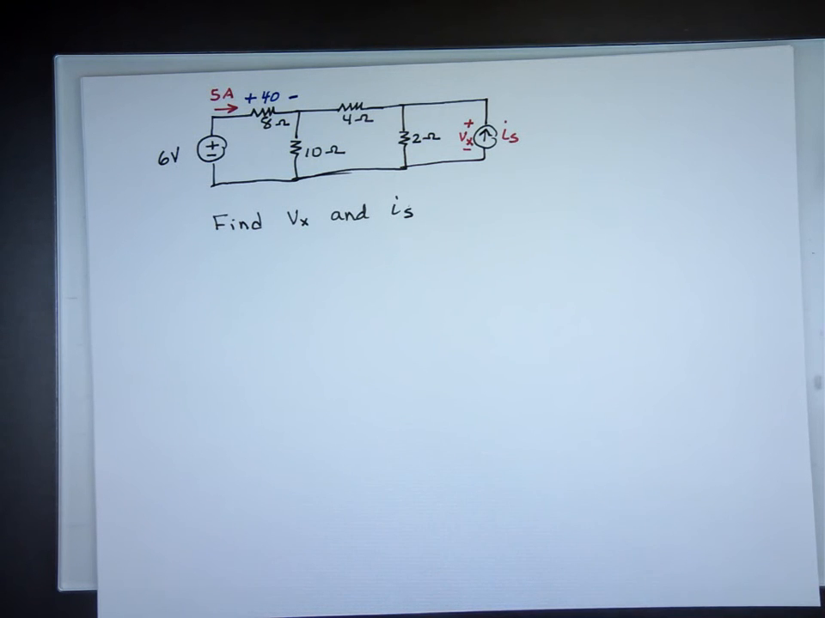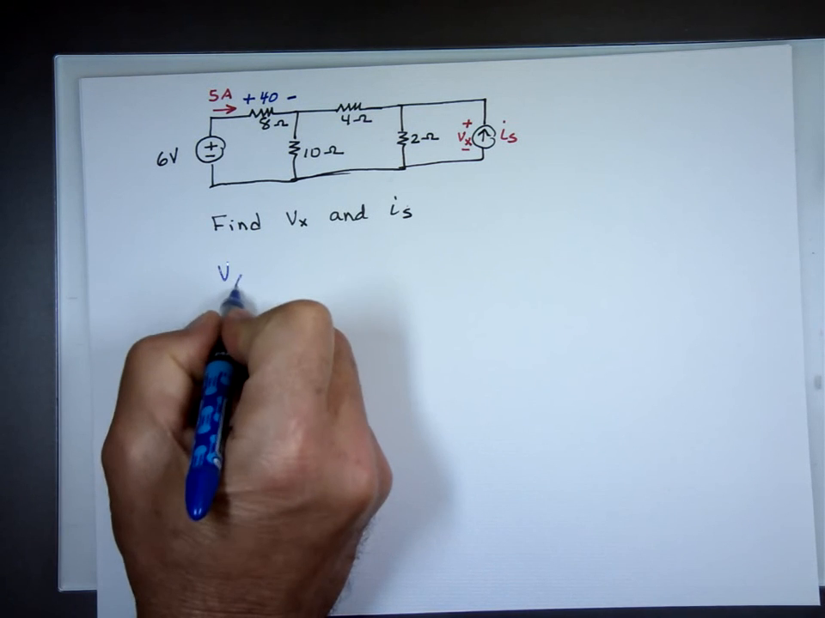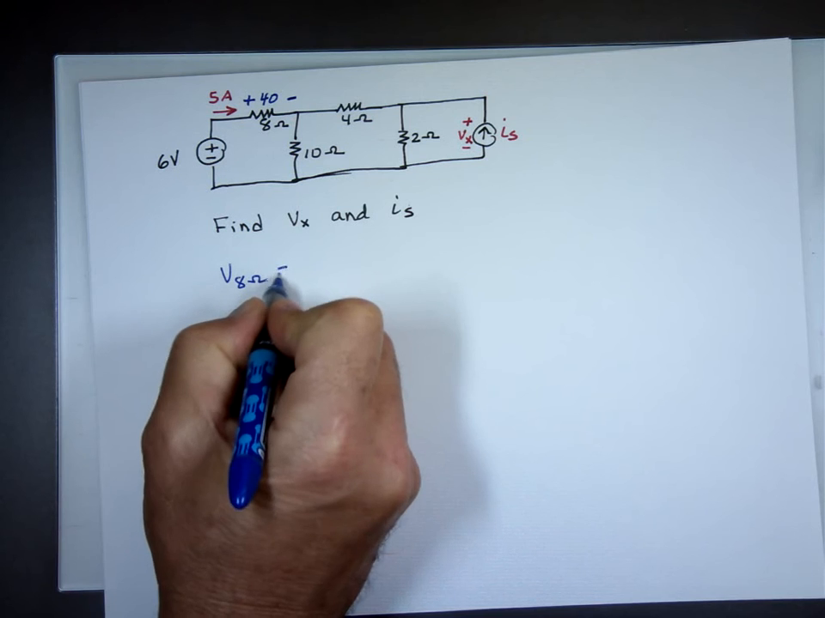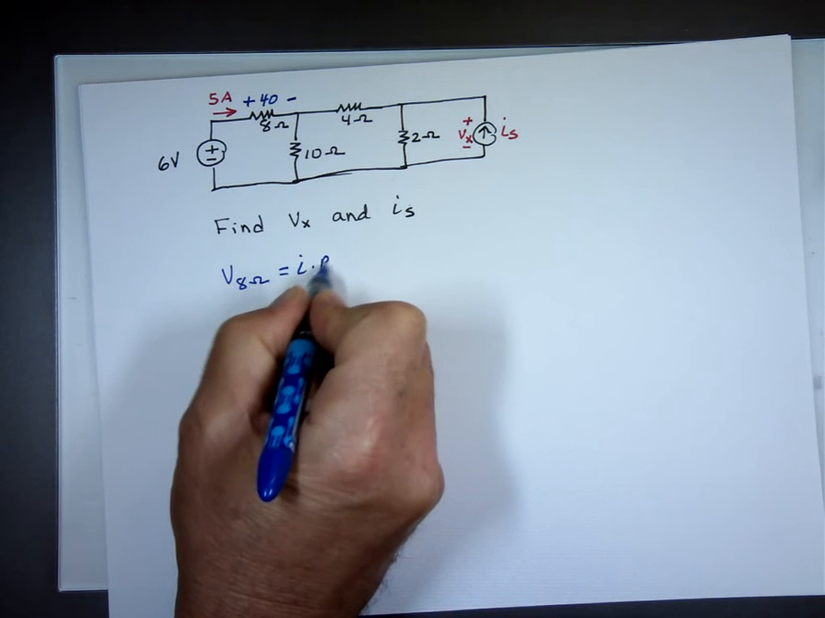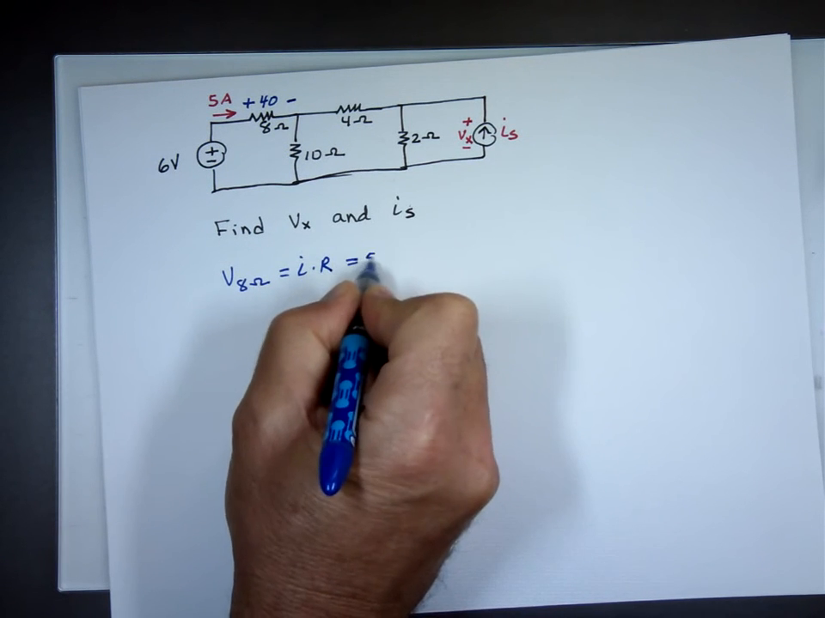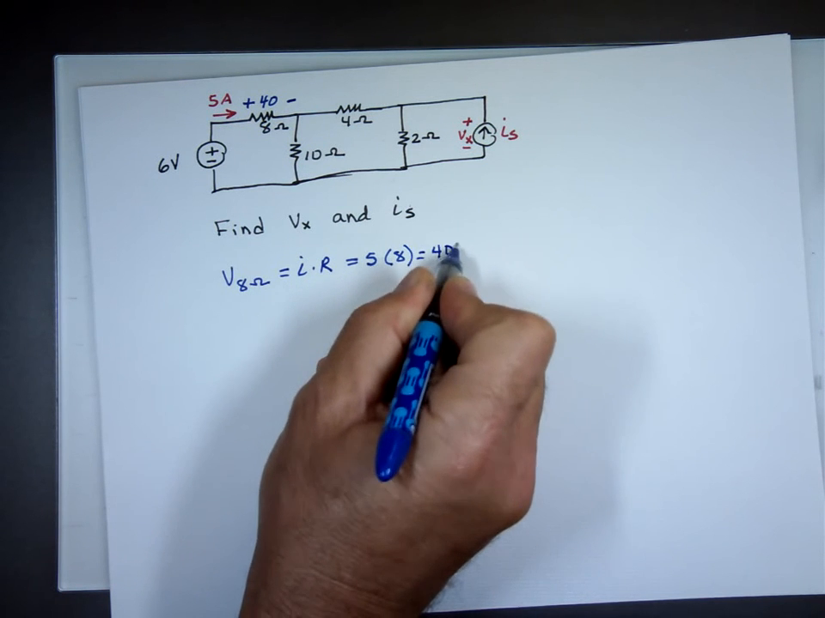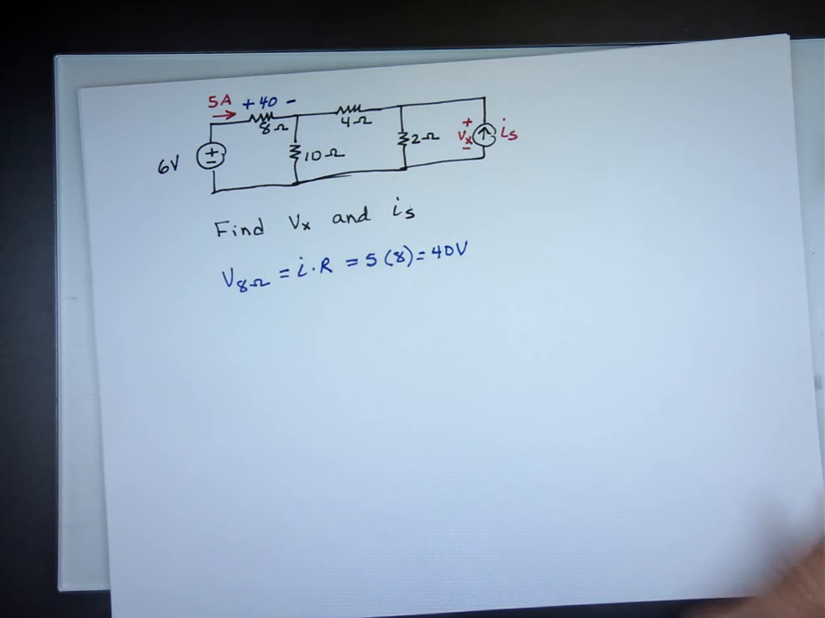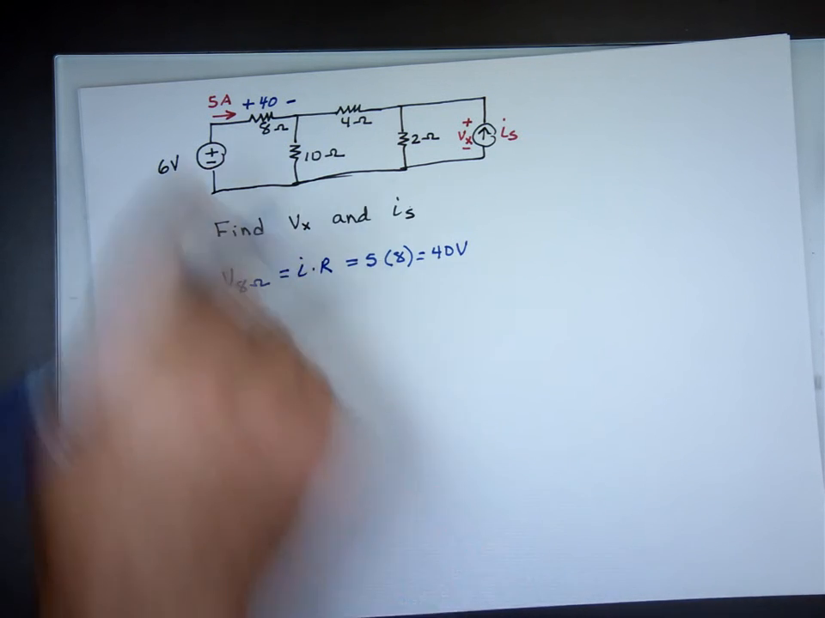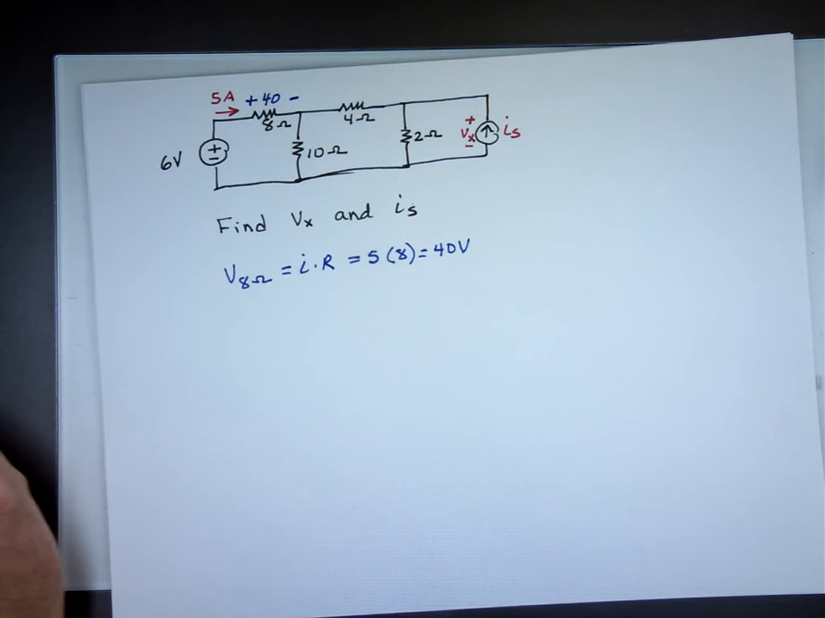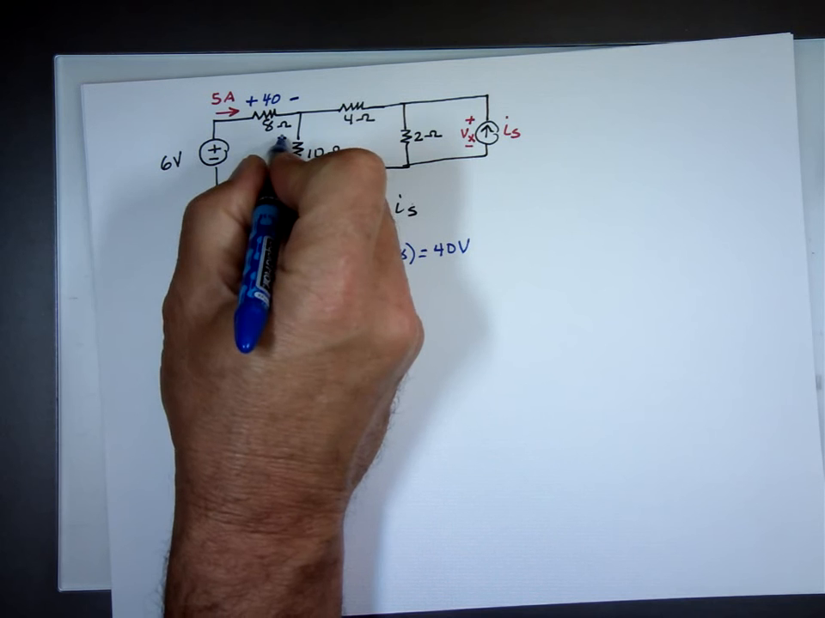So I came up with this by saying the voltage across the 8 ohm resistor is equal to I times R. I is 5, R is 8, that's 40 volts. And if the current's going to the right, it's going to mark the resistor plus to minus. Plus on this end, minus on that end. Maybe I can find what we'll call this V1.